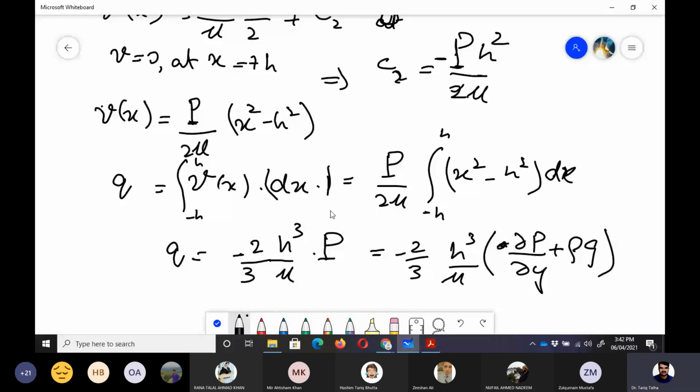We know that this value is again negative, and G is also a negative value, so the flow would in fact have a positive value in the y direction, which is the upward direction. So this is the value, and then we can easily write it in terms of mean velocity as well, because the mean velocity would be equal to Q upon 2h, and from there we can write it in that term.